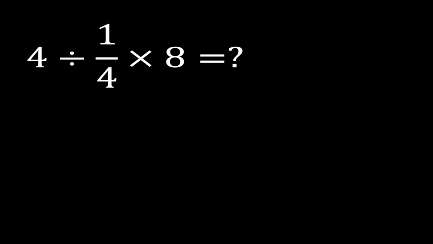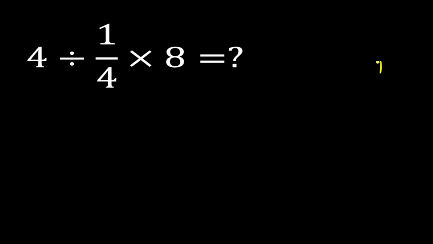So most people solve this question like this: cancel this 8 by 4 is equal to 4 divided by 1. Now 4 divided by 1 is equal to 4. But this answer is not correct. This answer is completely wrong. So now let's solve this problem correctly by using the PEMDAS rule, right?